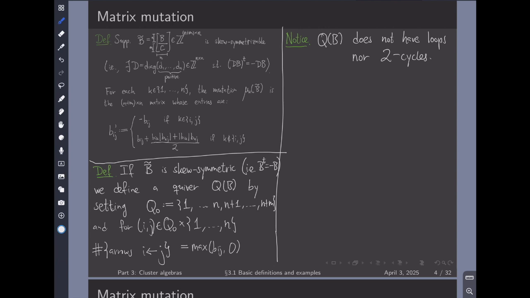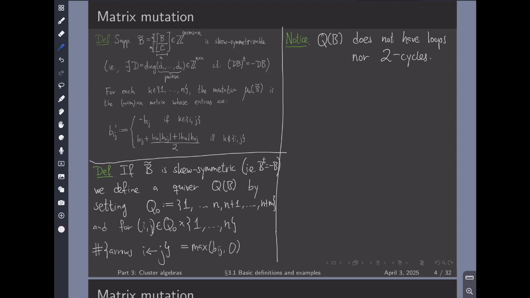But I think this is clear because in the diagonal we always only have zeros, right? And this other one also, because we cannot have both Bij and Bji positive, because if one is positive, the other one has to be negative.